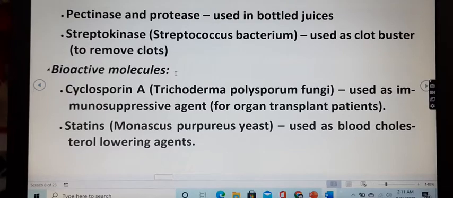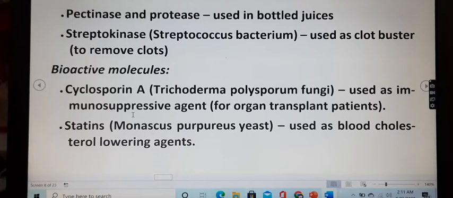Then bioactive molecules are also synthesized by the use of microorganisms. So these are cyclosporin A, from the fungus Trichoderma polysporum. It is used as an immunosuppressive agent for organ transplantations. Means they are suppressing our immune system, because the immune system has a tendency to destroy any foreign body entering our body.